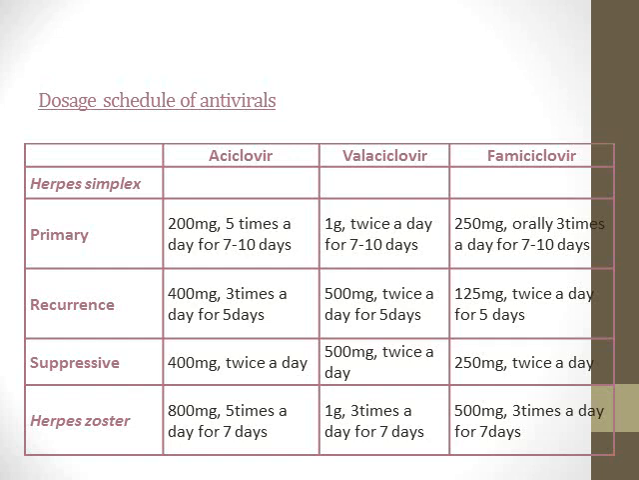In herpes simplex, in primary case you give 200 milligram 5 times daily, whereas in recurrent case 400 milligram 3 times daily. The time duration is different. In primary you give it for a period of 7 to 10 days, whereas in recurrence you give it for a period of 5 days. Whereas in herpes zoster you give 800 milligram 5 times a day for 7 days.